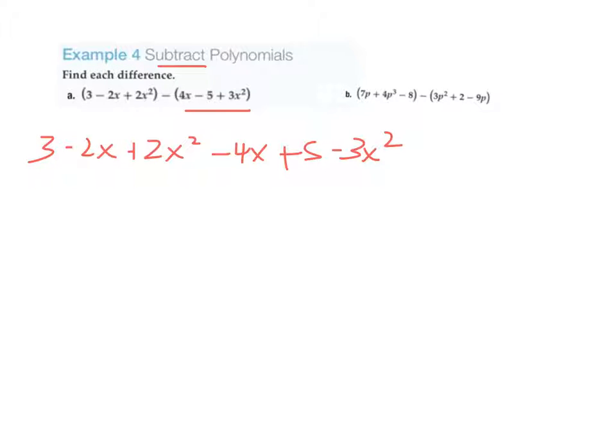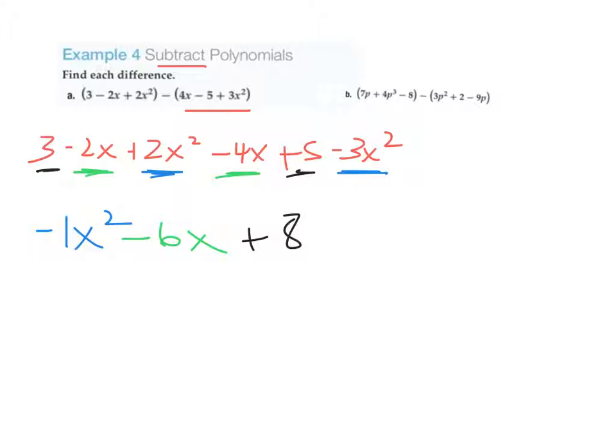So look at our like terms. My highest exponent is a positive 2x squared and a negative 3x squared. So I get a negative 1x squared. And then if I look at my next, negative 2x and a negative 4x, I get a negative 6x. And if I look at my constants, 3 and 5, I get 8. The tricky part is you must change signs on subtraction, otherwise you'll have the wrong answer.